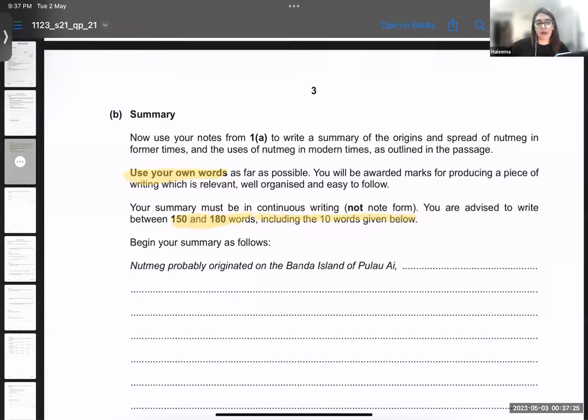All right, so before I move on to the next section of the passage, is there anything that you kids want me to go over in terms of the summary section itself alone? All right, so I think the summary itself is sorted. Now we move on to the short questions that follow, okay?